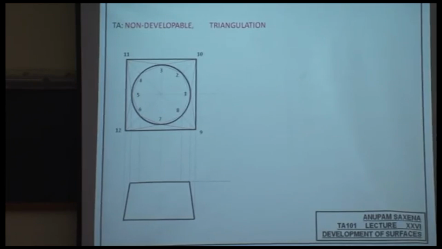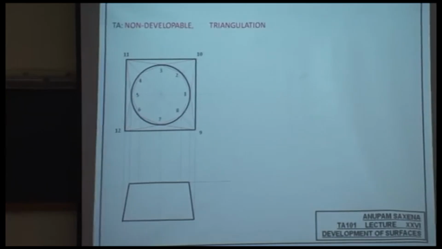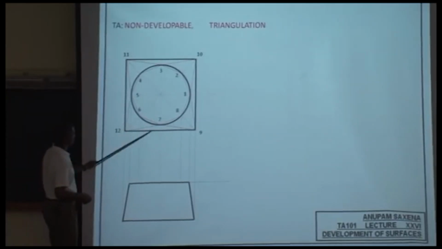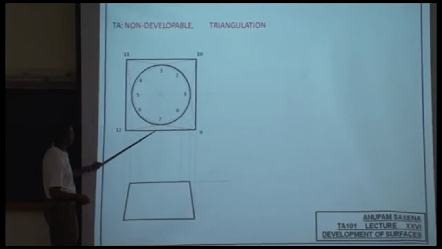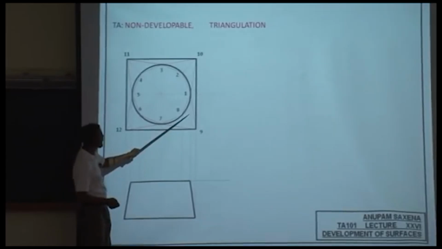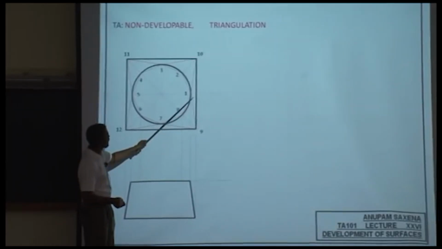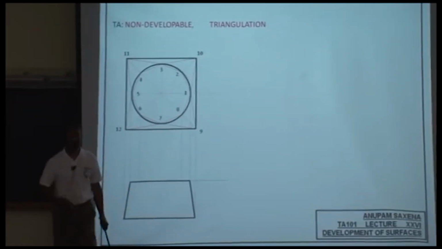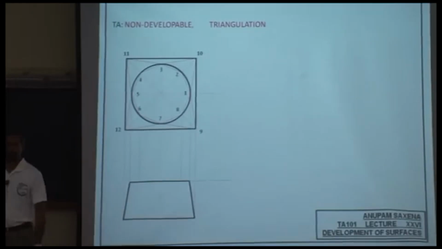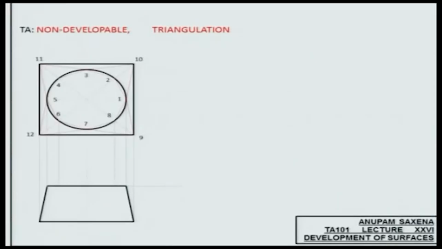Okay. So triangles 11, 3, 4; 11, 4, 5; 5, 6, 12; 6, 7, 12; 7, 12, 9; 7, 8, 9; 1, 8, 9; 1, 9, 10, so on and so forth. They all approximate the surface. Transfer the vertices onto the front view and transfer the connectivity as well onto the front view.